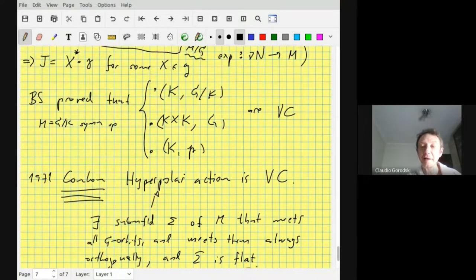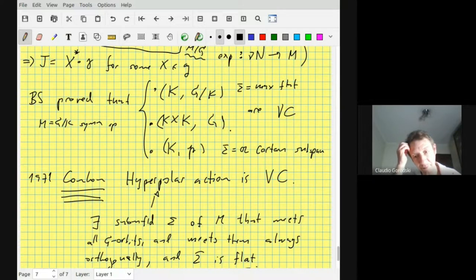Here, we just take the maximal flat. Here we take a Cartan subspace. And here we have to lift the maximal flat to G. So yeah, it will be the same also here.